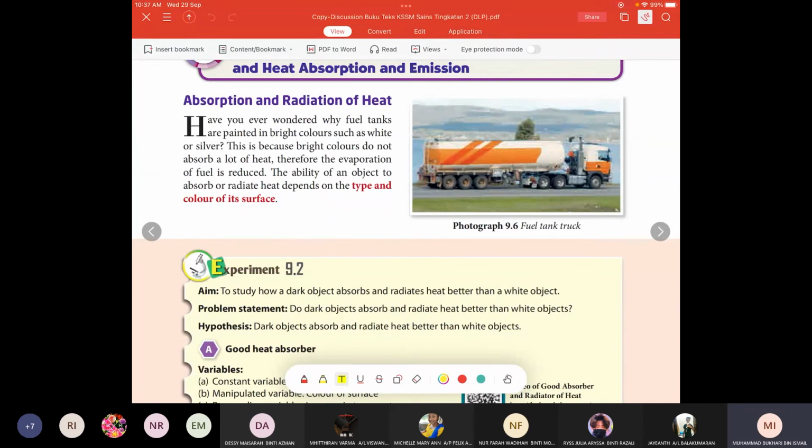Have you ever wondered why fuel tanks are painted in bright color? You can see this is a fuel tank over here. So what color can you see here? It is bright, right? Did you ever see a fuel tank in black color? I think you never saw it before. I never saw it because it is always painted in bright color, such as white or silver.